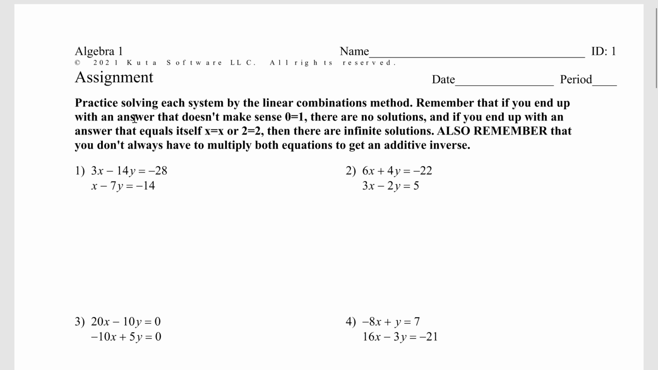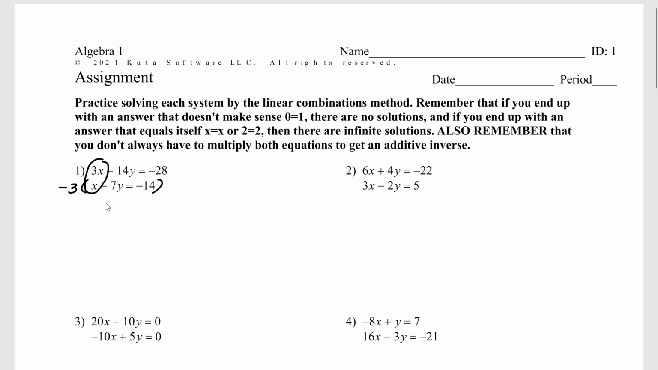I'm just going to do number 1, and I'm going to do it in 2 different ways. Starting off, I see that my 3x minus 14y equals negative 28 is above my x minus 7y equals negative 14. Now, one thing I can do is plan to cancel out my x's, meaning that I want the number in front of my second x at the bottom to be the additive inverse of positive 3. So in order to do that, all I have to do is multiply my second equation by a negative 3.